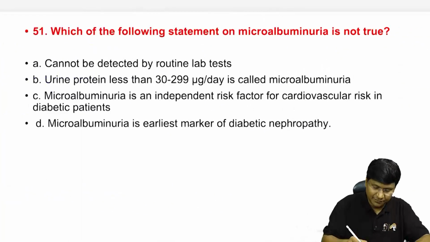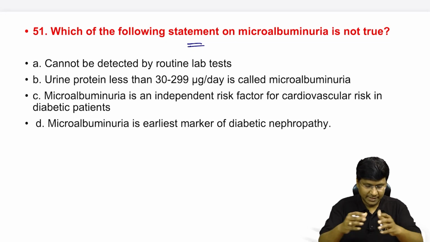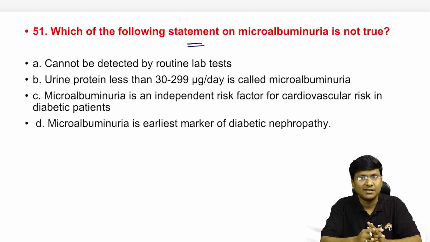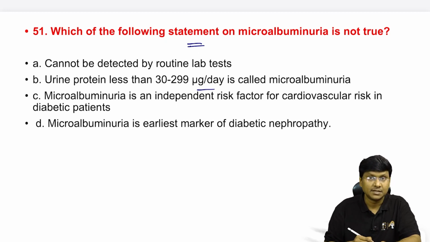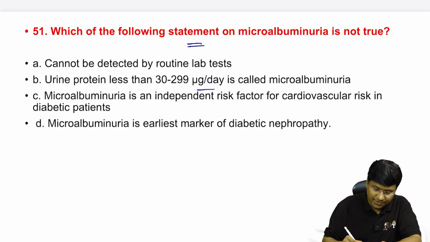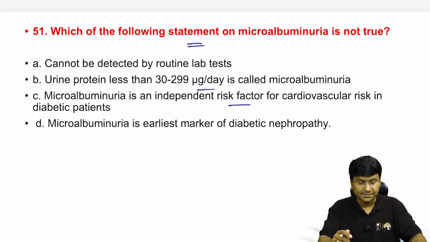Next question. Which of the following statements on microalbuminuria is not true? First option, cannot be detected by routine laboratory tests. Second option, urine protein 32 to 99 micrograms per day is called microalbuminuria. Third option, microalbuminuria is an independent risk factor for cardiovascular risk in diabetic patients. And fourth option, microalbuminuria is the earliest marker of diabetic nephropathy.